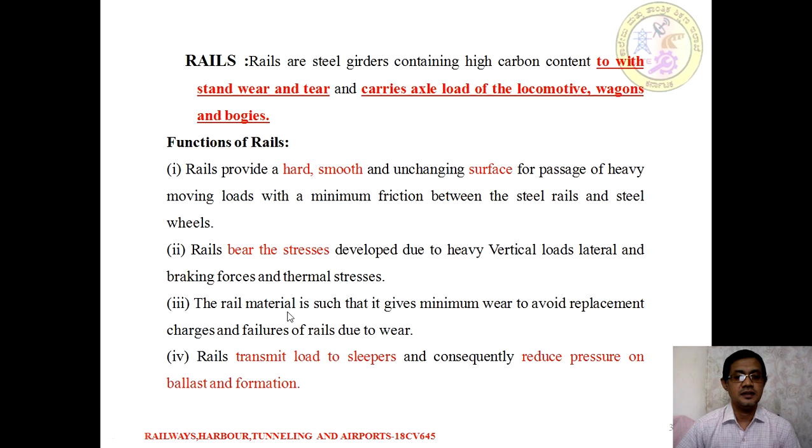Next, the rail material should be such that it has minimum wear and tear and can be easily replaced. Next, the rail transmits the loads to the sleeper and consequently reduces the pressure on the ballast and the formation.